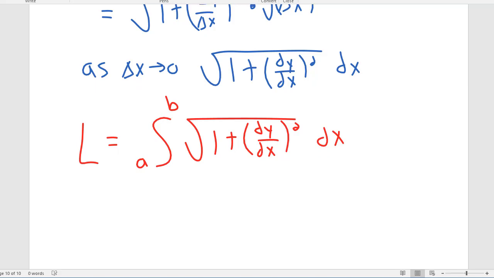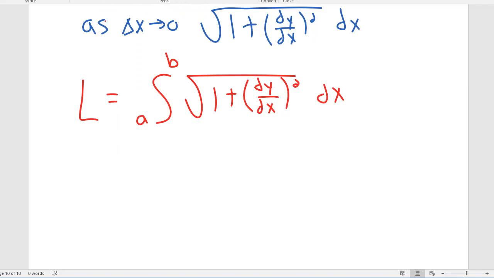Now, keep in mind we're going to have limits of integration here. Right? So in other words, we're going to be looking at the length of some curve over some interval a to b. Right? All right, so we have a finite piece of curve. We're going to find the length of that finite piece of curve. And so there's our formula for arc length.